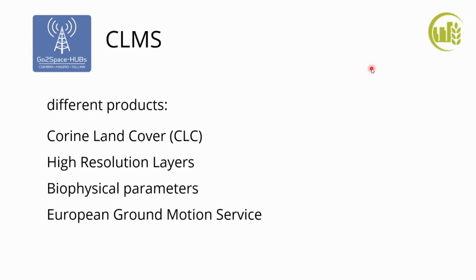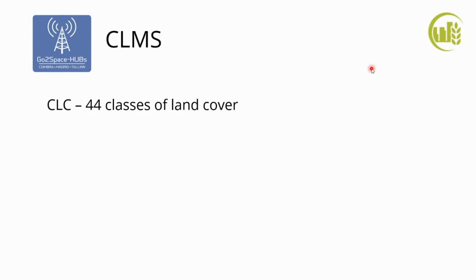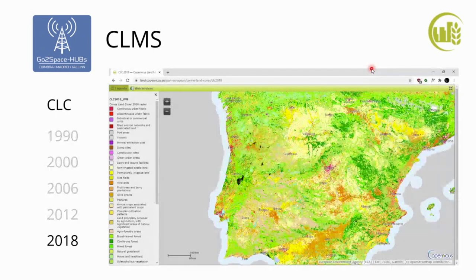There are a lot of different products. One quite useful, important product is Corine Land Cover, the CLC. It's a map consisting of 44 classes of land cover for different dates as well. So we can just open it in some Explorer, some web application.